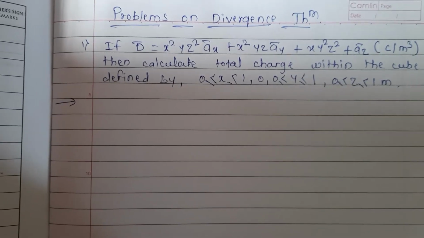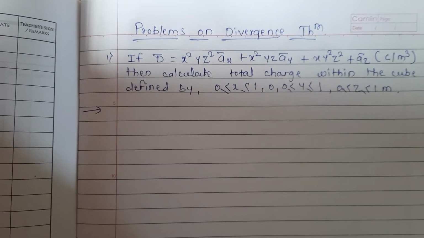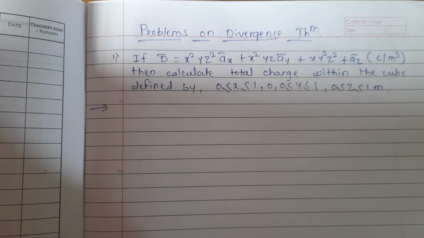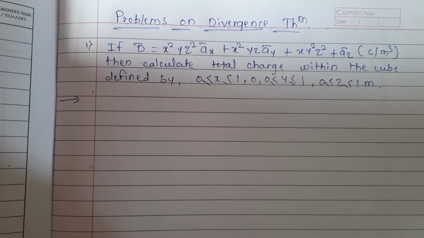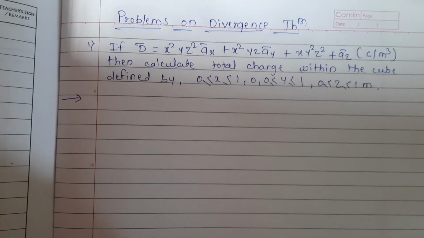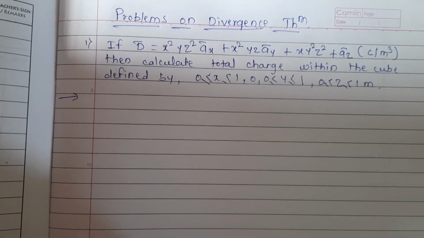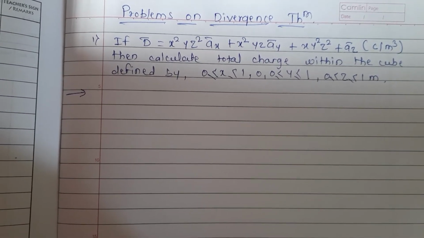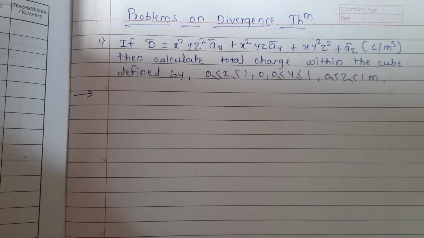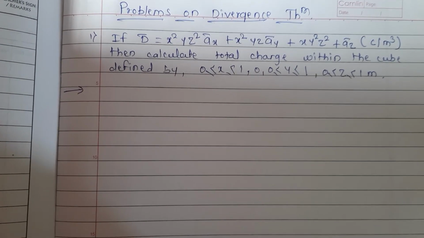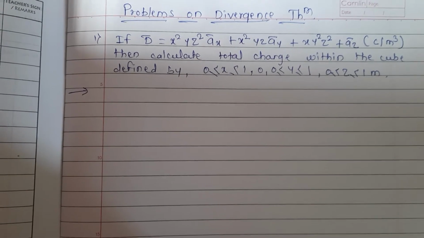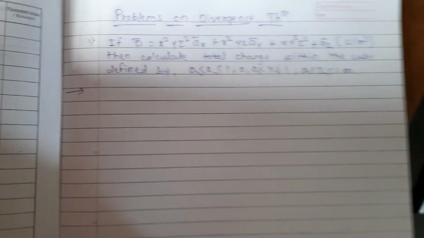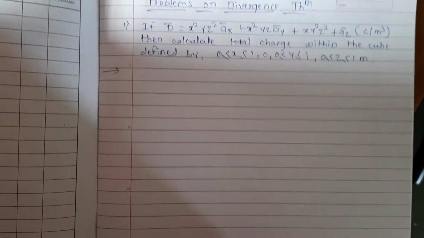Problems on divergence theorem. If D bar is equal to x square yz ax bar plus x square yz ay bar plus xy square z square az bar, then calculate the total charge within the cube defined by x between 0 and 1, y between 0 and 1, and z between 0 and 1. So how to solve this problem?